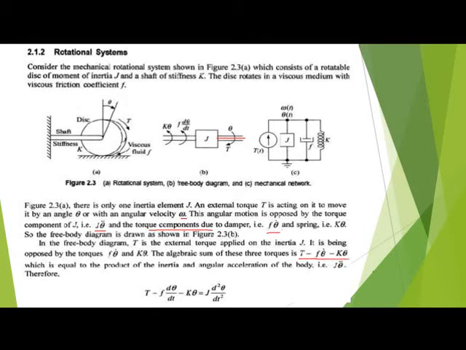Therefore I write this equation: T minus F into theta dot minus K times theta equals, again I will write this below, T minus F into d theta by dt minus K times theta, that is equal to J into d square theta by dt square.